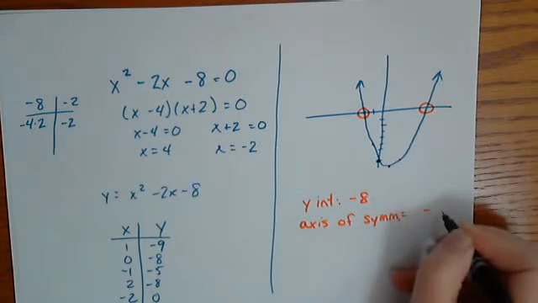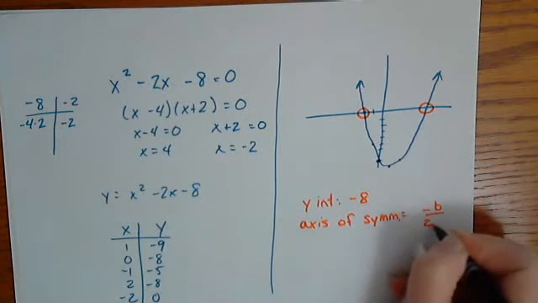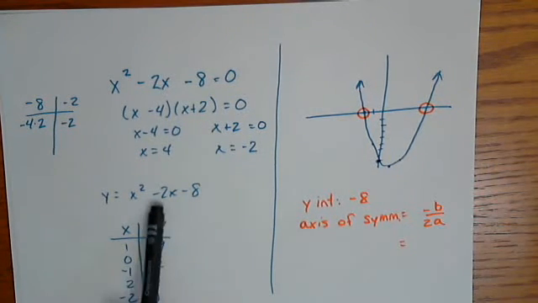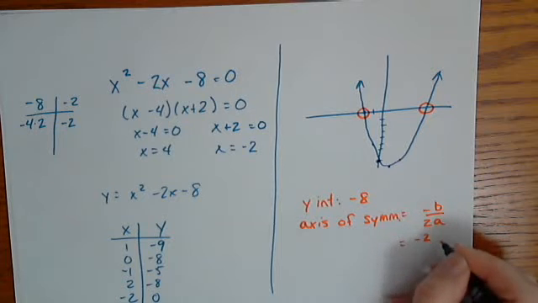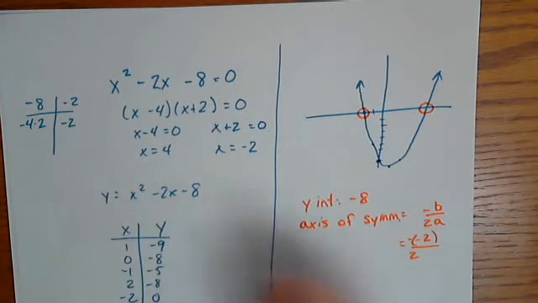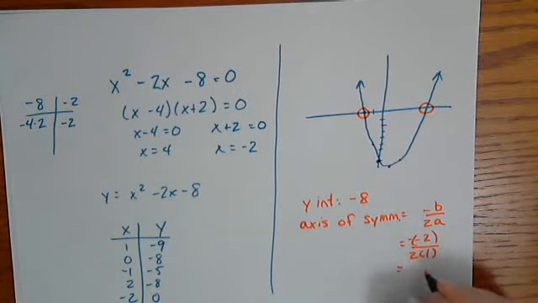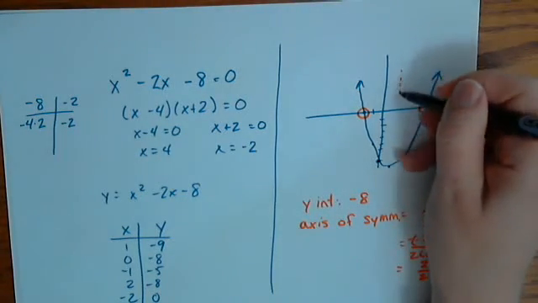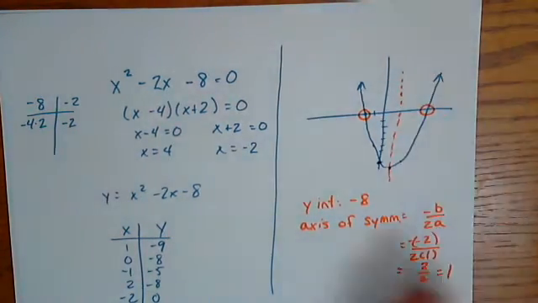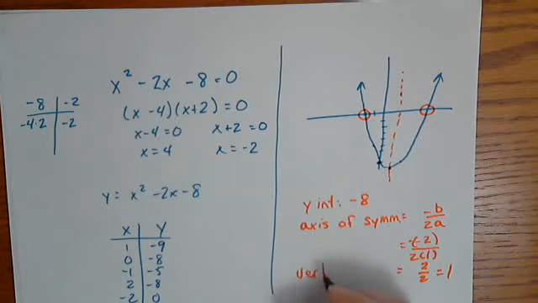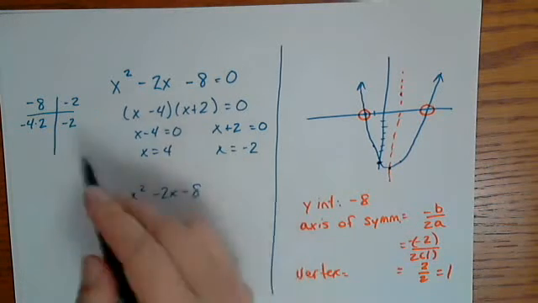We can figure out that our axis of symmetry is going to be at negative b over 2a, which in this case is negative negative 2 over 2 times 1. So that's a positive 2 over 2, which is equal to 1. So that's going to be right here. That axis of symmetry is going to be there. And our vertex is going to be at the point where we put a 1 in and we figure out what y is going to be.